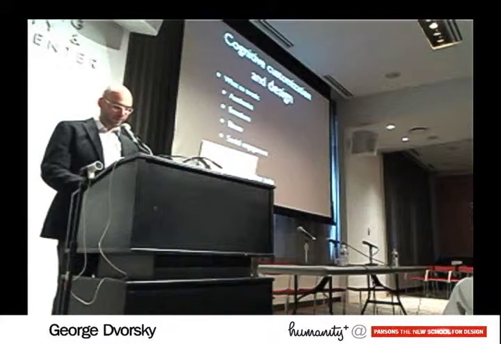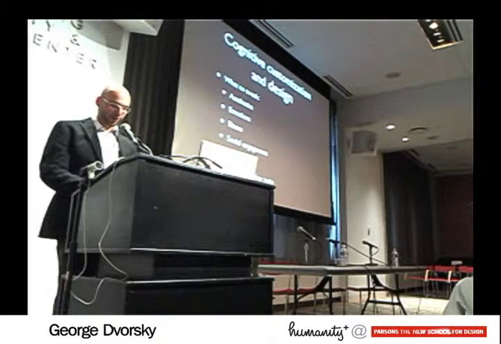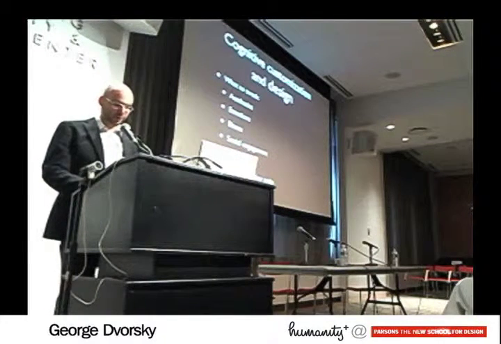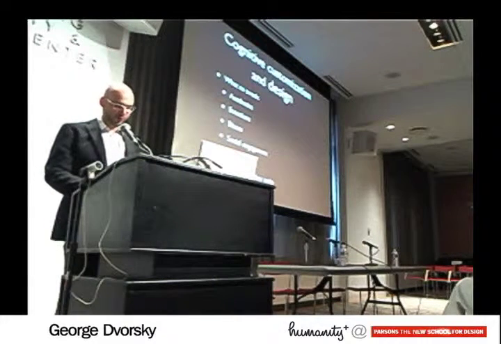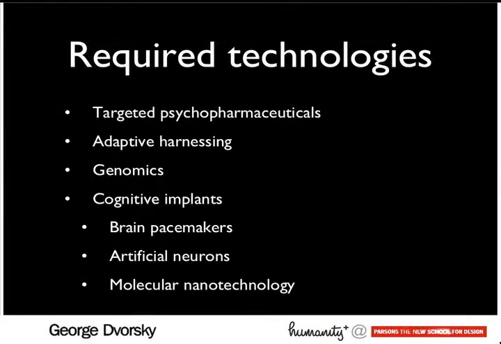Now, up to this point, there's been a lot of hand-waving on my part to describe the ways in which we could actually tweak our brains to such a degree. Thankfully, there are, in fact, a number of promising areas that may make the vision of designer psychologies possible. There's targeted psychopharmaceuticals, such as advanced drugs, adaptive harnessing, which is the better utilization of the brain's current systems, genomics, which will impact on our genetic constitutions, cognitive implants, which include things like brain pacemakers, artificial neurons, and molecular nanotechnology, of course.